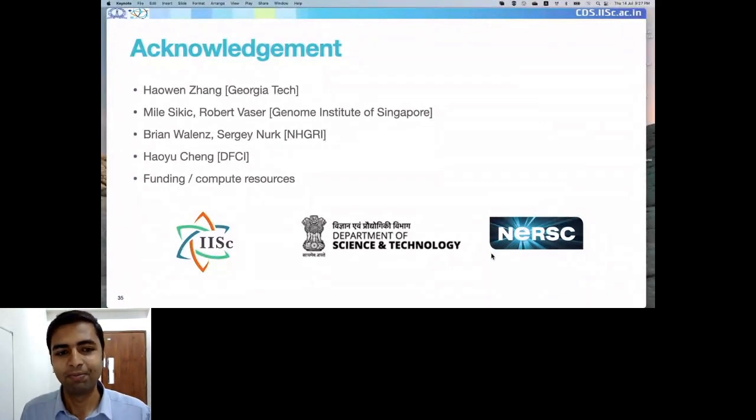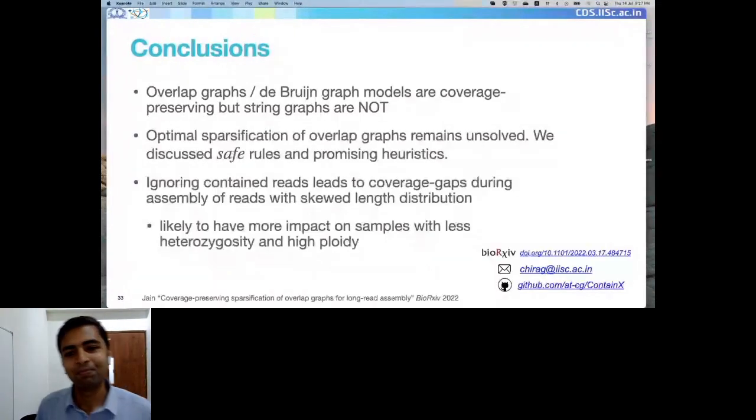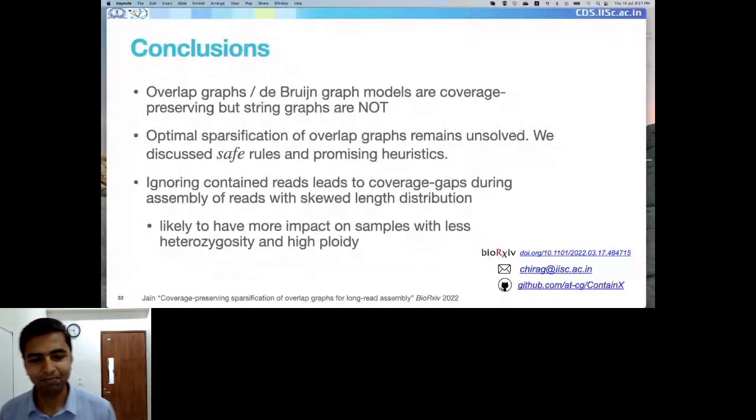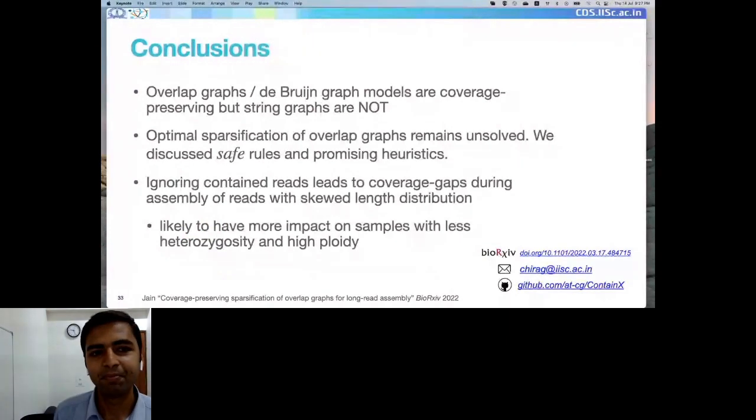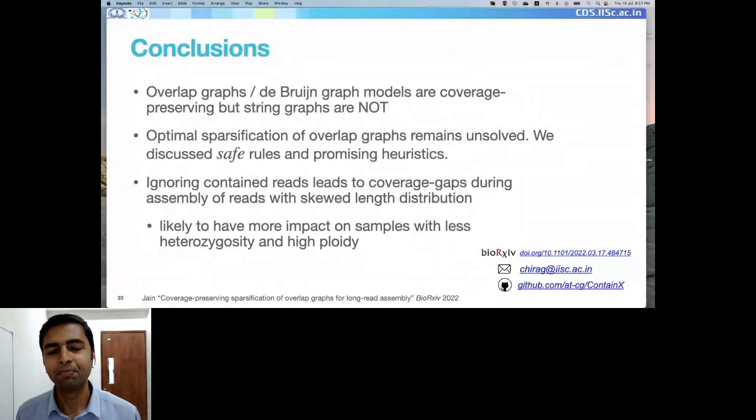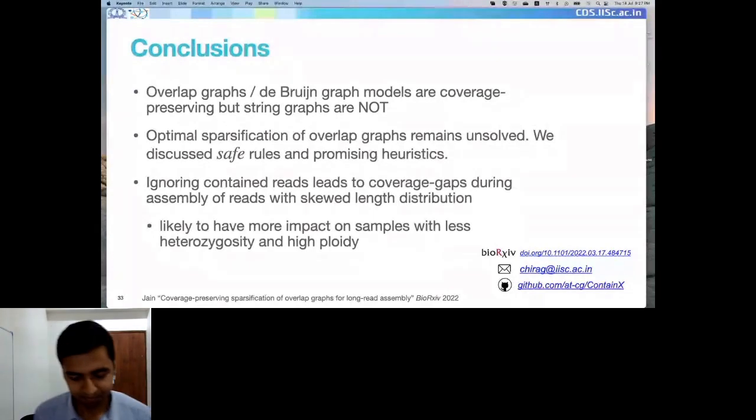Thank you, Dr. Jain. I think we have time for a couple of questions. I don't see any from the online audience. Any questions from the in-person ones? I'll start with one, Dr. Jain. For string graphs, what is the computing complexity, and do you think it's feasible for terabase-scale metagenome assembly?